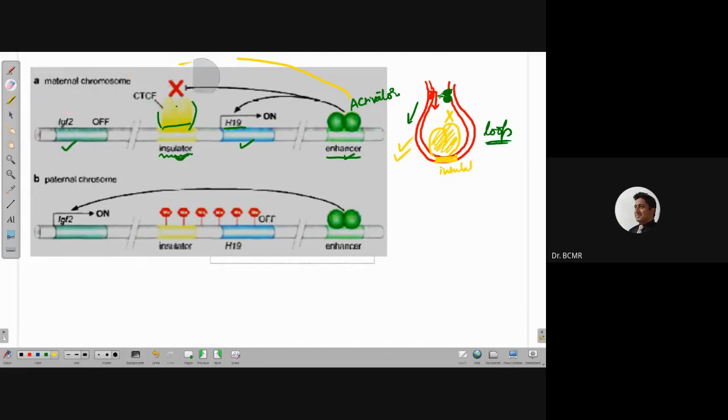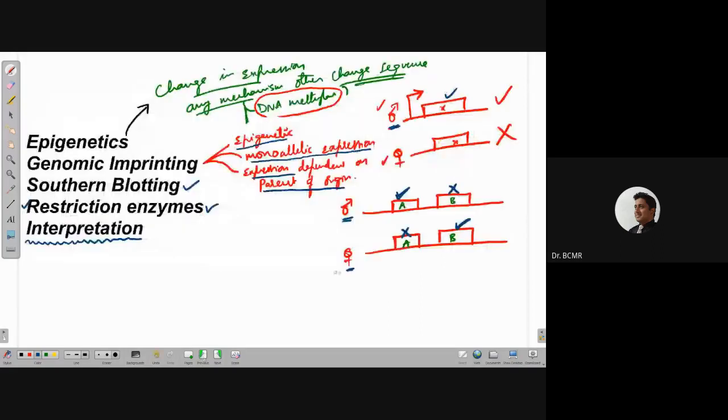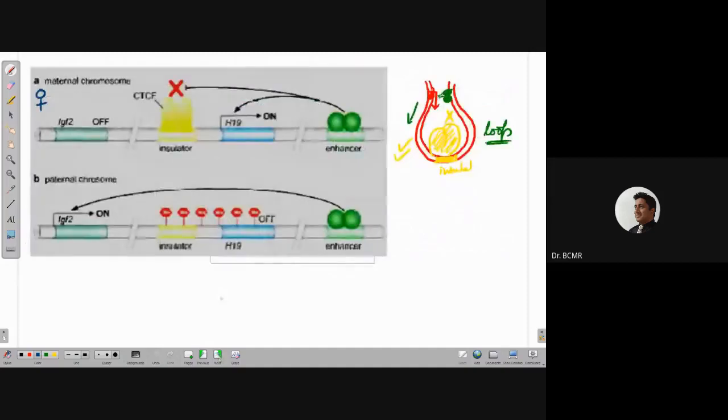So here is a situation where there are two parental sets. One is a maternal chromosome. I hope you remember that we have seen something here, right? Maternal and paternal like this. The same kind of setup, only with some more details. So this is a maternal chromosome, which the individual has inherited from the mother. And here is a paternal chromosome, inherited from the father.